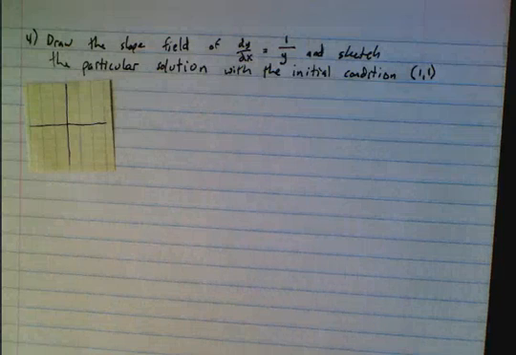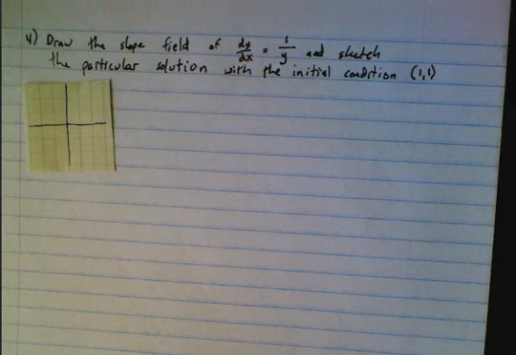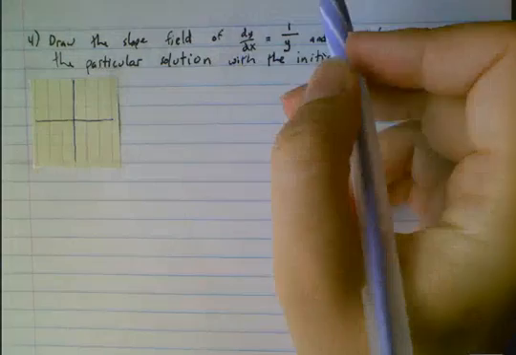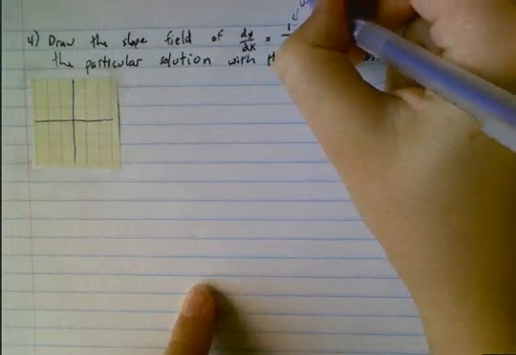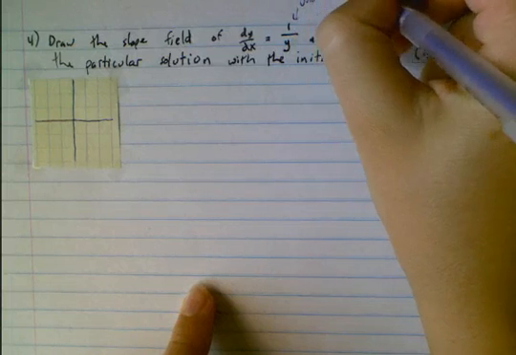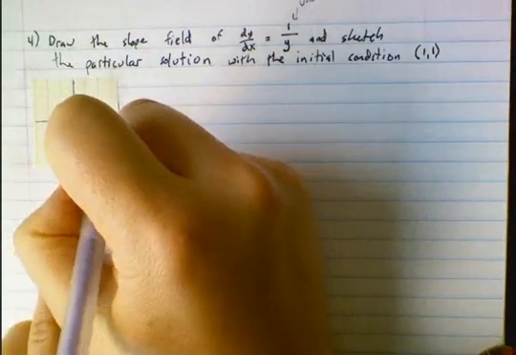Okay, draw the slope field for dy over dx equals 1 over y and sketch the particular solution with the initial condition (1, 1). Notice that when y equals 0, this is undefined. So there's not going to be anything on this line right here.